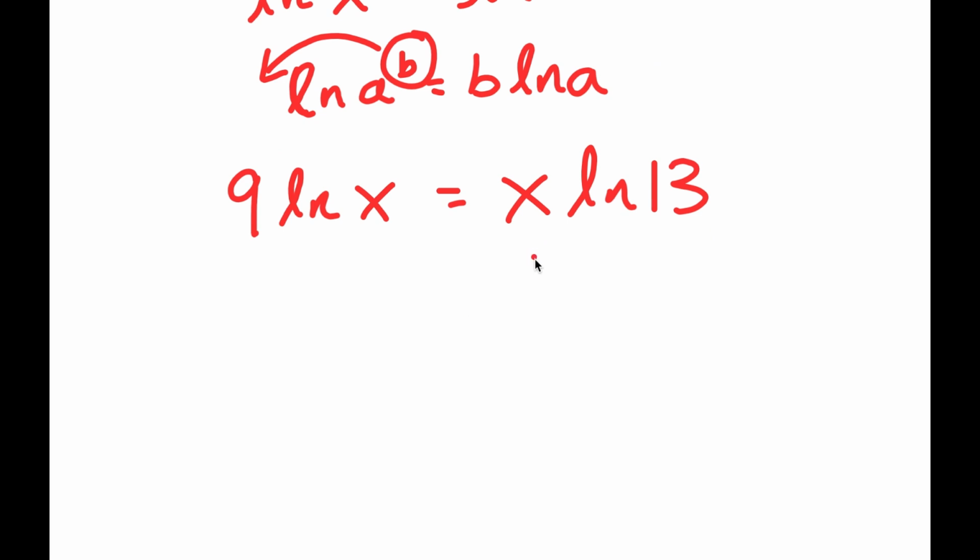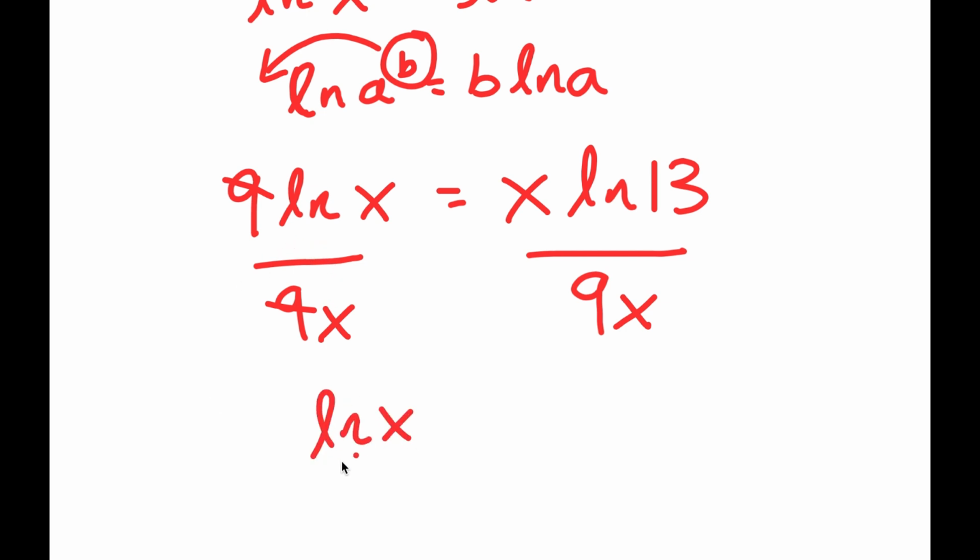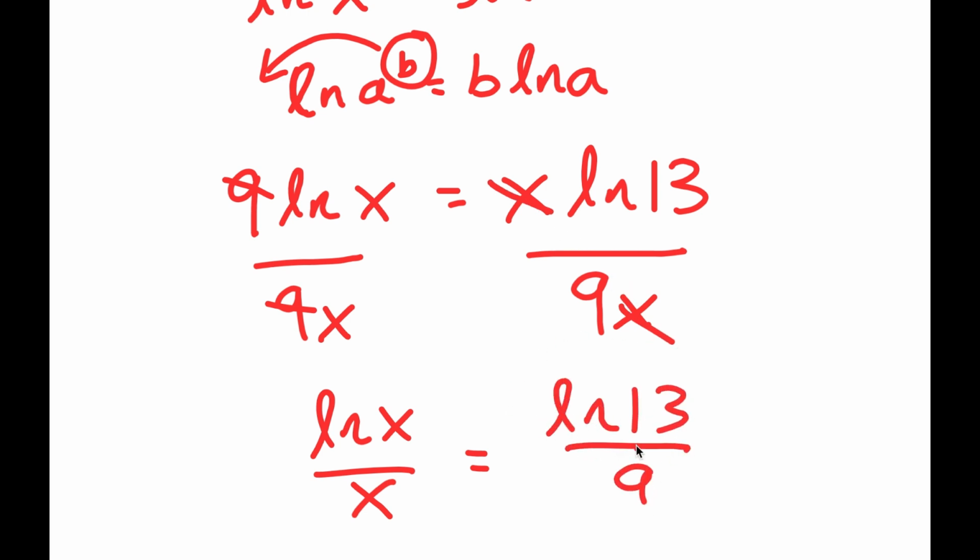Now from here, I'm going to divide both sides by 9x. So for my left-hand side, these two cancel out, and I'm left with ln x over x. And for my right-hand side, these two cancel out, so I'm left with ln 13 over 9.